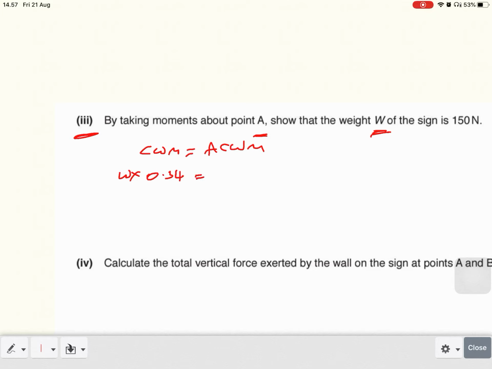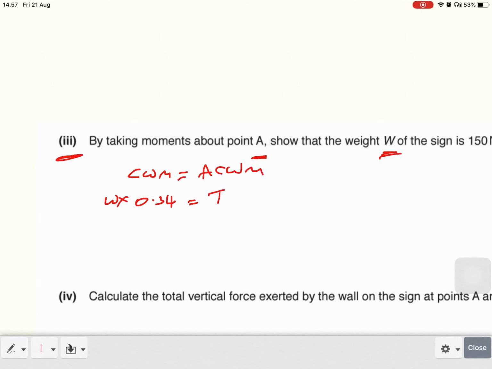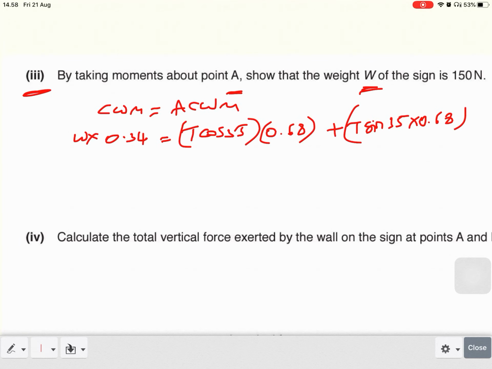That should be equal to the anti-clockwise moments. What are the anti-clockwise moments? The first force is T cos 35 times the perpendicular distance 0.68. Another anti-clockwise moment is T sin 35 times 0.68. These are the anti-clockwise moments, and they are added up because we take the sum of all anti-clockwise moments.